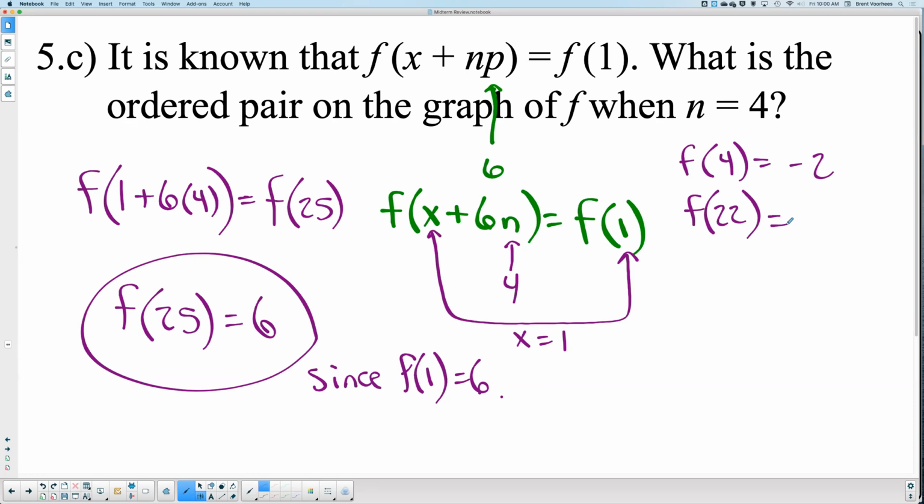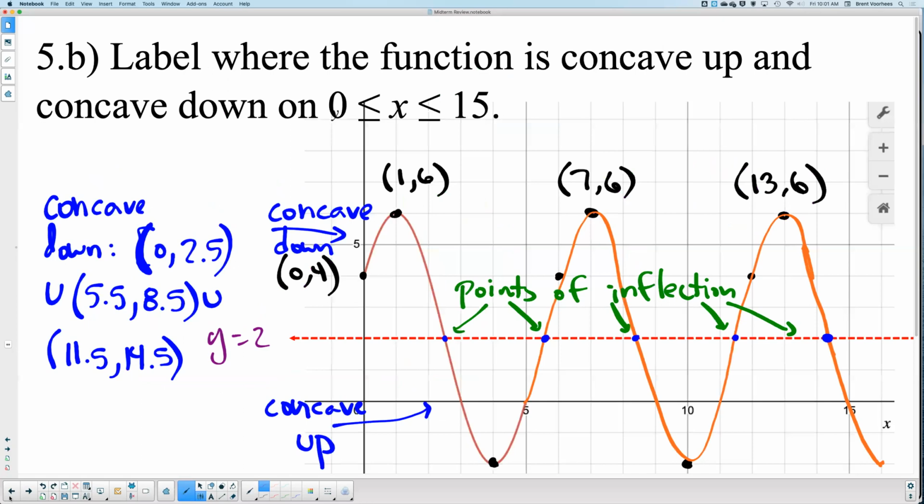Someone say -2. We're still not hearing very many people. Someone say -2. You're right, you're right. Why would f of 22 equal -2 as well? Because what's the period of this function? It was p. What was p?